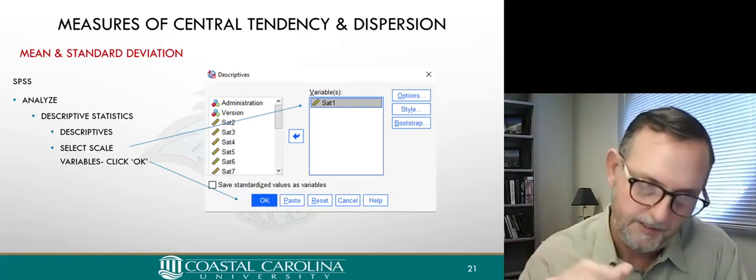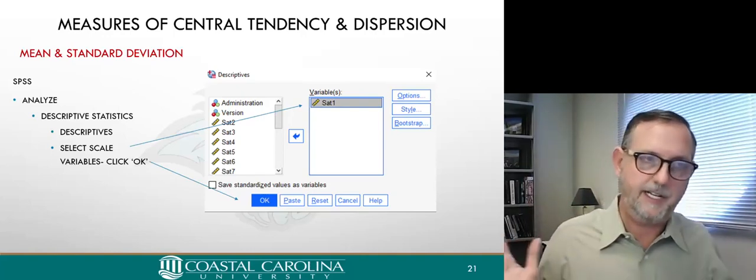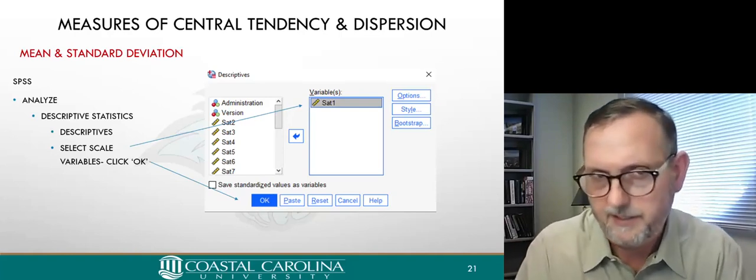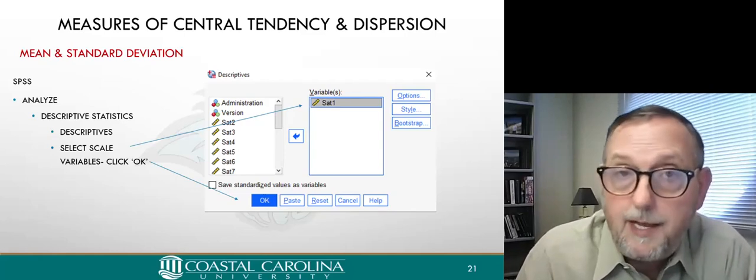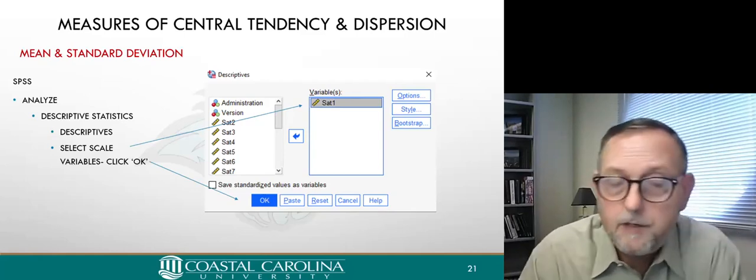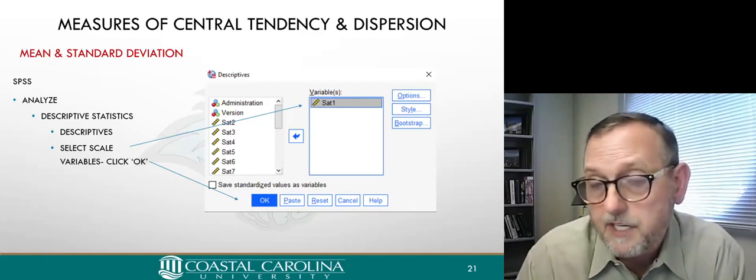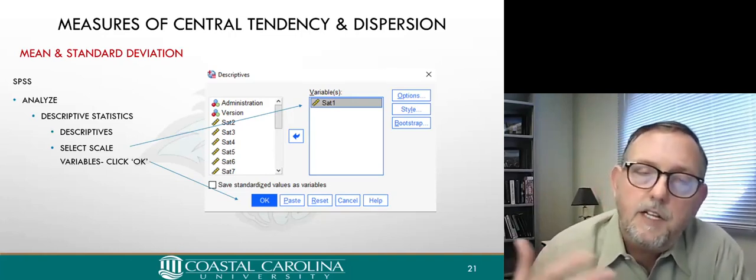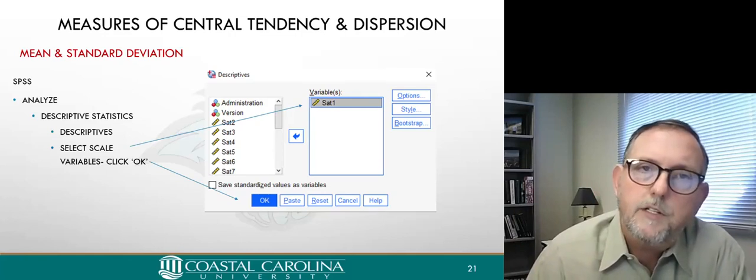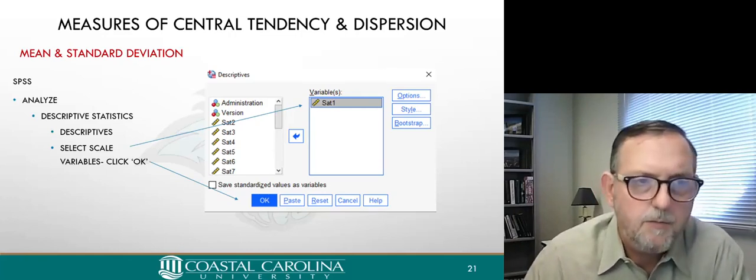It can't be nominal, it can't be ordinal. You can't take an average of those types of data, so it doesn't make sense. So we would not put class, for instance, in here because it's not a scale variable. Put in a scale variable. Again, like before, you can put in several if you want to do several all at once.